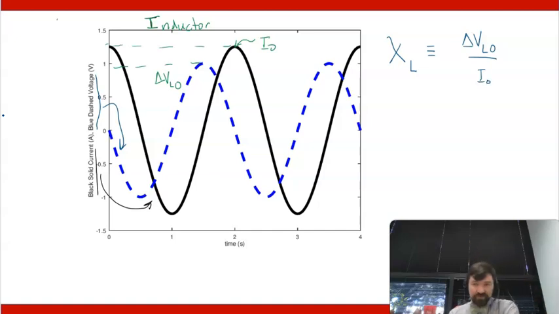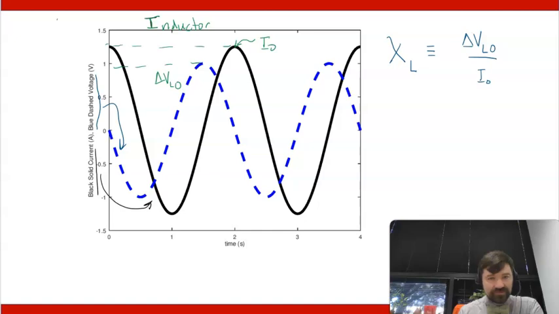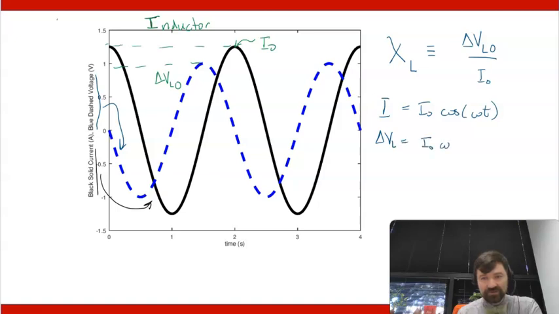And so if you do all that, if you come back to the equation that we found, we can say that I is given by I naught cosine omega t. We can say that delta VL is given by I naught omega L cosine omega t with that phase factor added. And so we look at basically the amplitude terms of these two.